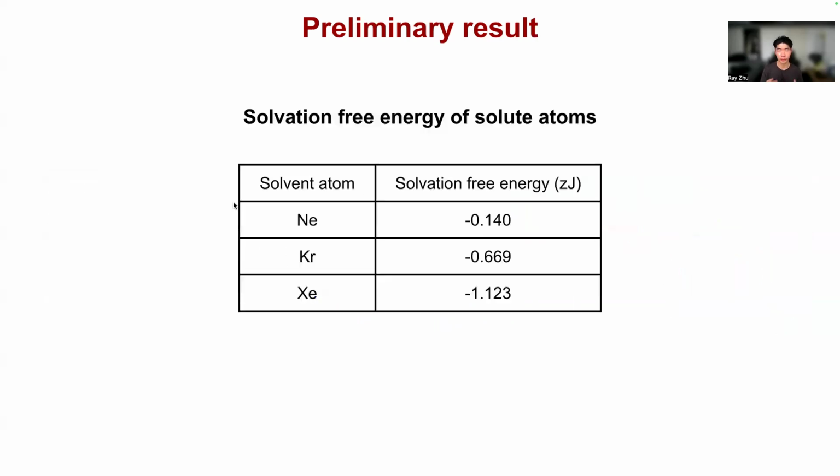Next, we insert the test particle into the system, and we use the previous equation to calculate the solvation free energy of solute atoms. The results are shown here. If you compare the relative numbers, you can see that in terms of relative value, Ne has the highest solvation free energy, whereas Xe has the lowest.